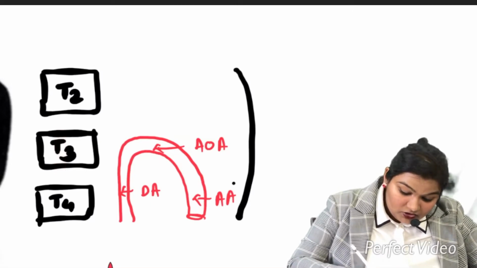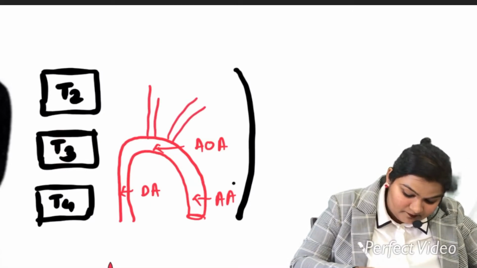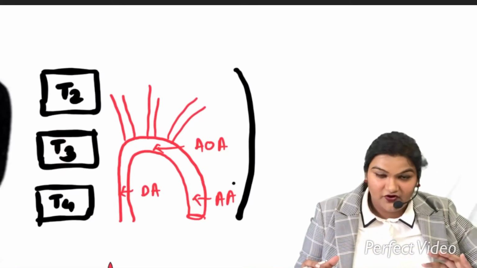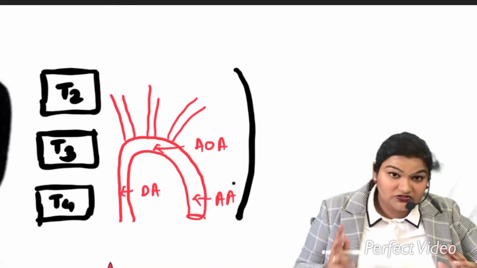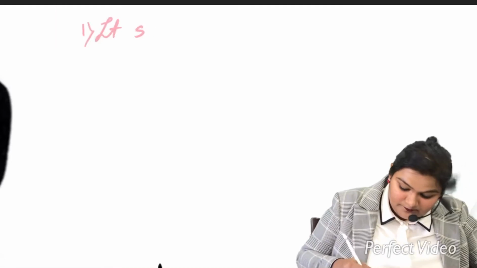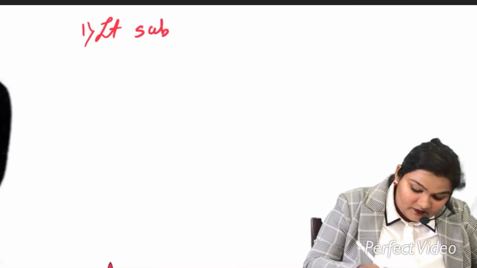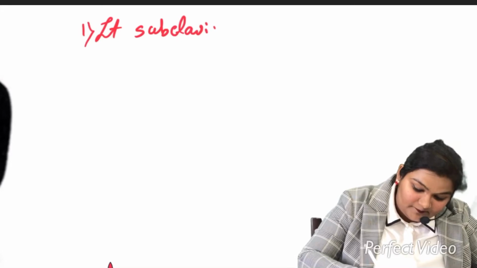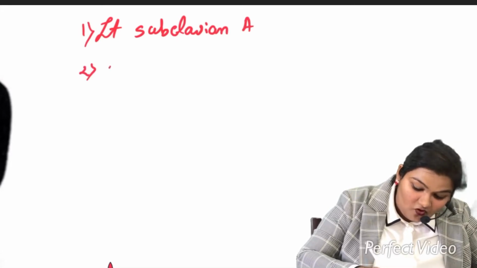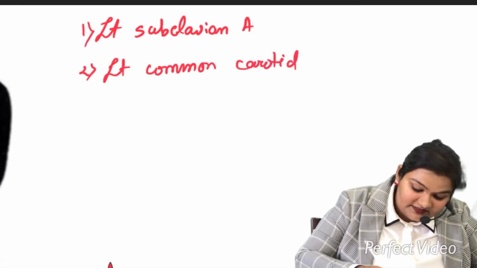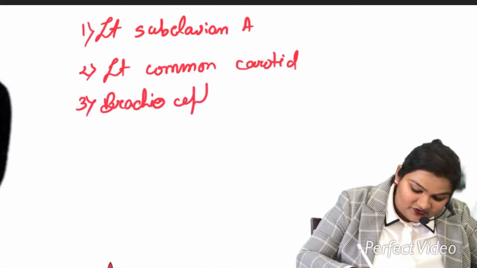Now this aorta throws 3 branches which come till T2. Okay, so these are the sections of aorta at different vertebral levels. Now let us name those three branches of aorta. The first one is the left subclavian artery. Then the second one is the left common carotid. And the third one is the brachiocephalic artery.